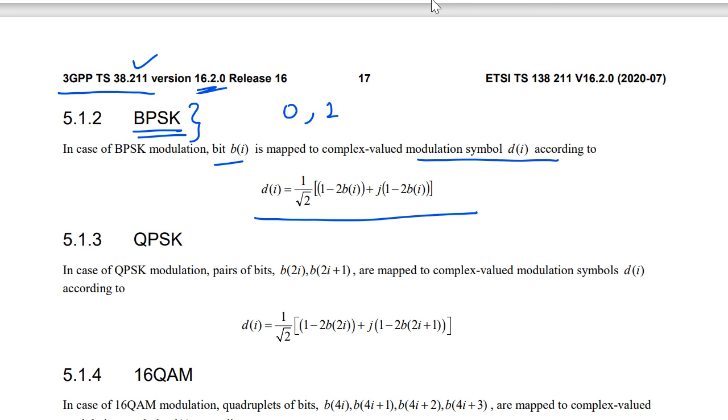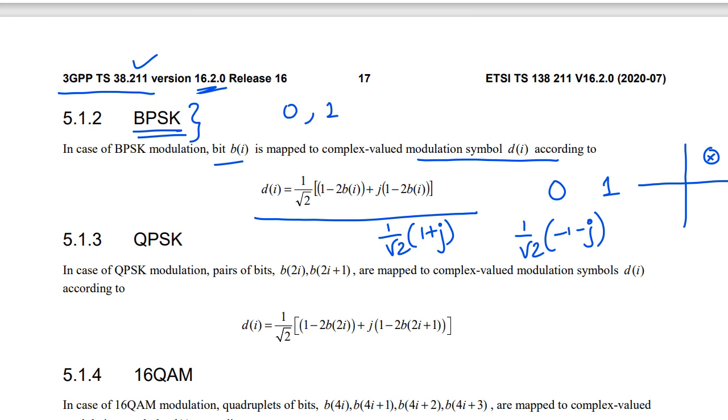Let's say if I give 0, then what will I get? It will be 1 by square root of 2 into 1 plus j. If it is 1, I will get 1 by square root of 2 into minus 1 minus j. So basically this will look like this. After BPSK modulation for various other channels like PUSCH or PUCCH and things like that, wherever BPSK is applied to whichever channel, if you plot the constellation, it would look like this.